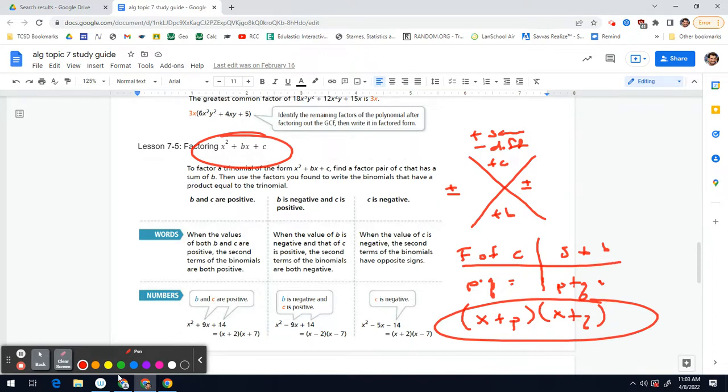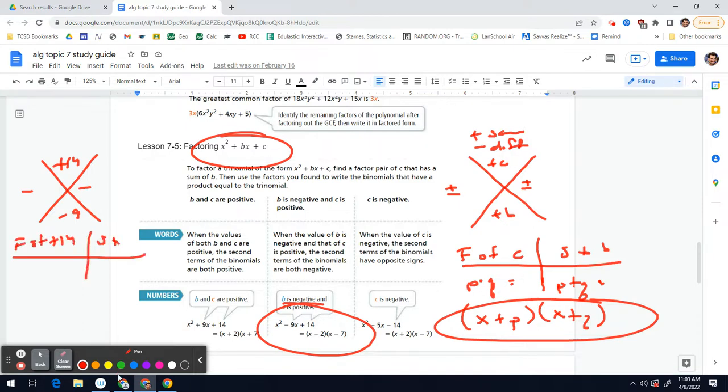Let's do an example right here. We have x squared minus 9x plus 14. I'm going to put positive 14 up here. That means the signs are the same. I'll put the negative 9 down here, because that's minus and minus. Looking for the factors of positive 14 that sum to negative 9. You can start with 1 and 14. 1 times 14 is 14. They're both negative. Negative 1 plus negative 14 is negative 15.